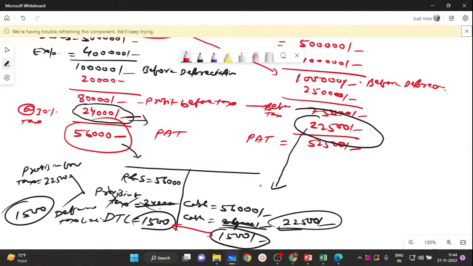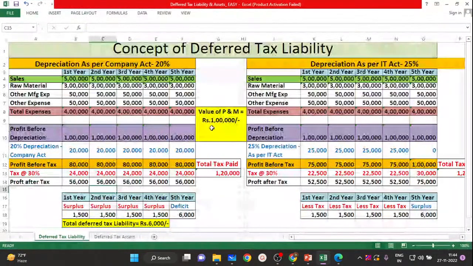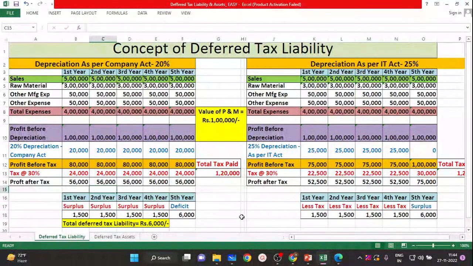I will show you with one live Excel sheet which I have prepared for all of you. Hope it will help you to understand much better. Okay. See here, for the deferred tax liability, this table I have prepared. So what does this table say?